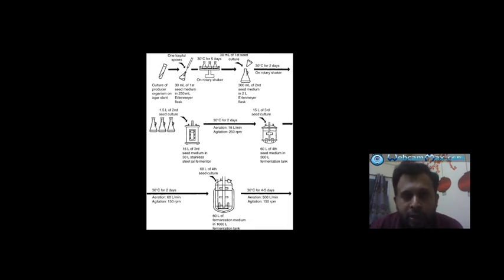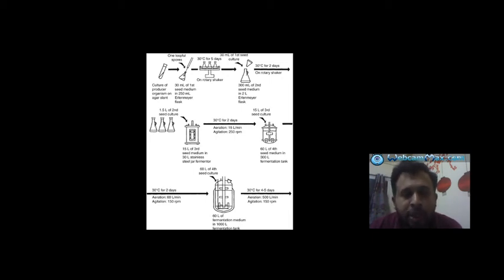As you all know, aeration is the supply of oxygen in a fermenter, and agitation should be 250 revolutions per minute, 250 rpm. What is agitation? Here note that we are using a rotary shaker. The rotary shaker is shaking continuously, so that speed is 250 revolutions per minute. Then we have to take that 1.5 liter media and transfer it into the seed medium, 15 liter of seed medium, and then into the 60 liter of seed medium.